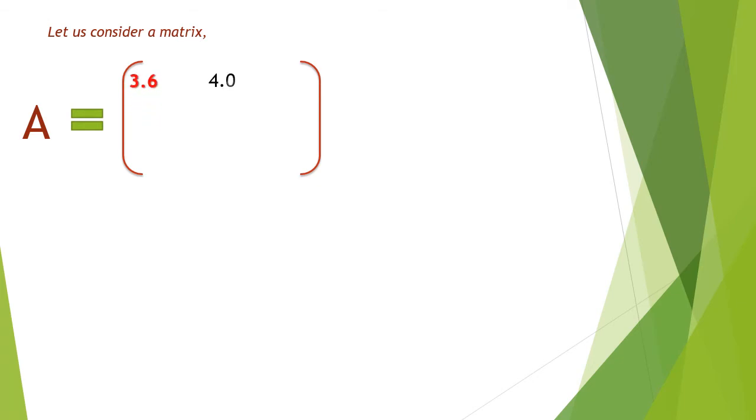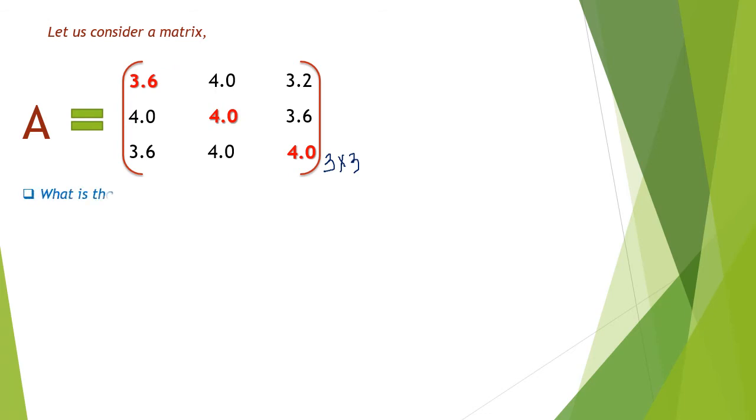Let us consider a square matrix especially. Now you can see the matrix with entries 3.6, 4.0, 3.2, 4.0, 4.0, 3.6, 3.6, 4.0, and 4.0. Now we know the order of this matrix, it is 3×3, and it is a square matrix as the rows and columns are equal.